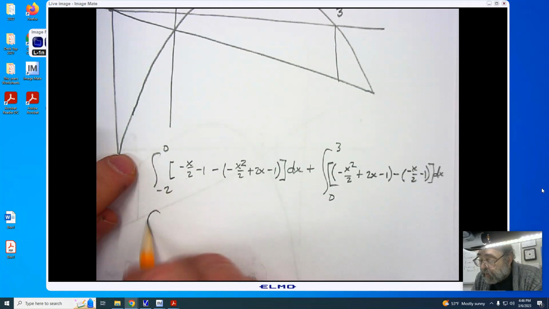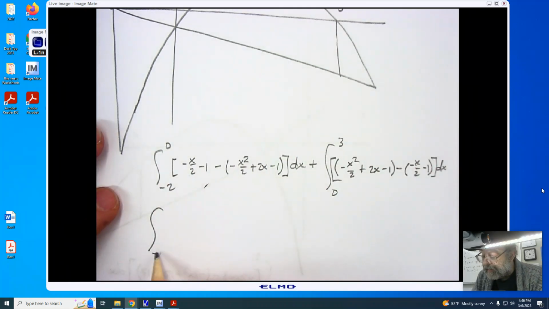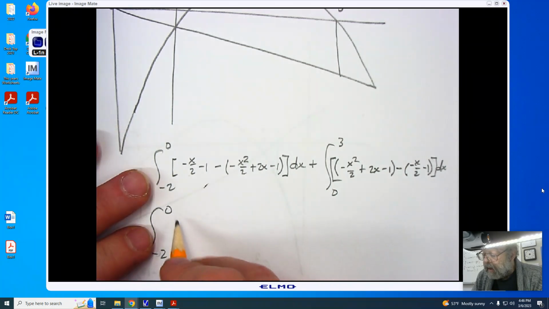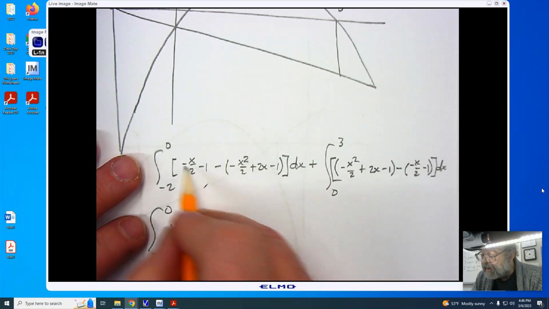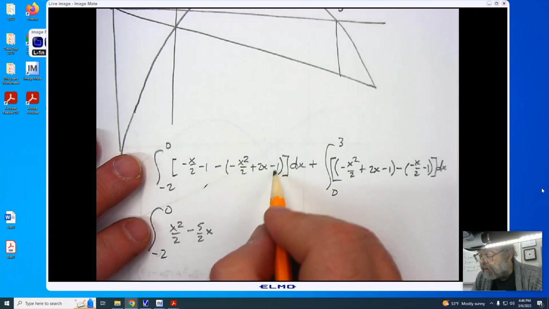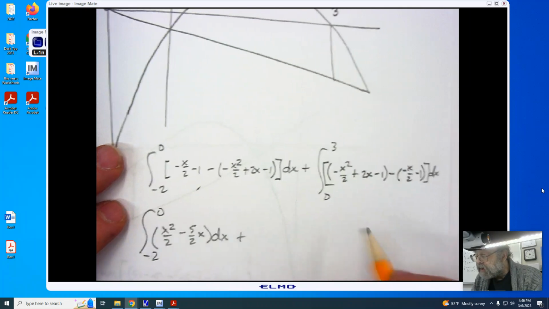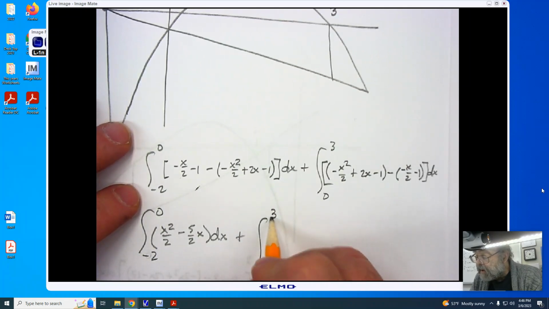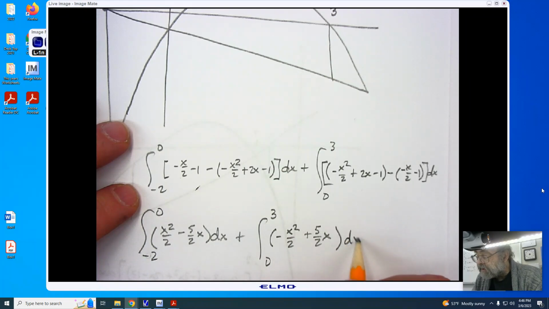So you'll notice we end up with negative 2 to 0, excuse me. Last thing you want to do is mess up this far in the game. And I have the x squared over 2. We're getting a minus 2x minus a half x is minus 5 halves x. And the 1 will cancel, dx. Plus, we're now looking at 0 to 3. We have the negative x squared over 2. We're now adding 5 halves x, and once again, the 1 cancels.